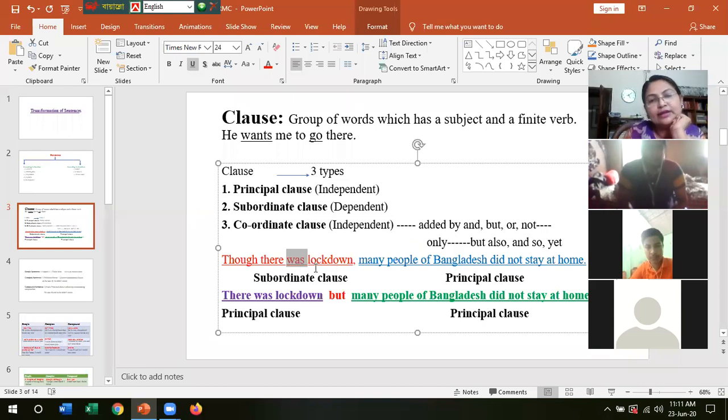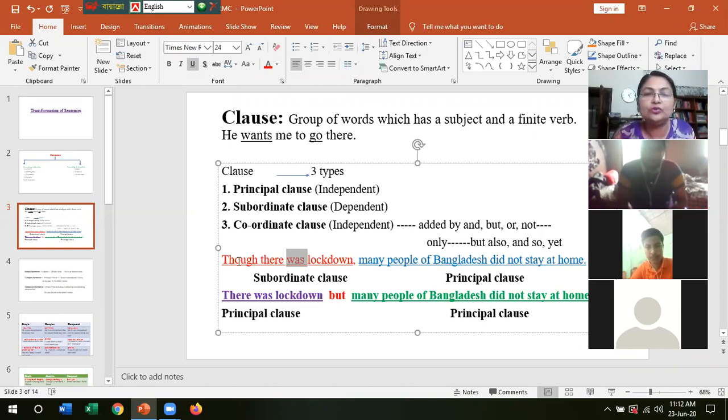And just think, you have uttered only though there was lockdown and you won't say anything further. Is the sentence complete, or is the meaning clear? No. If we just say though there was lockdown and we do not say anything, then the sentence is not complete and the meaning is not clear. It is vague. But if we say many people of Bangladesh did not stay at home, then the meaning is clear. Though there was lockdown, many people of Bangladesh did not stay at home.